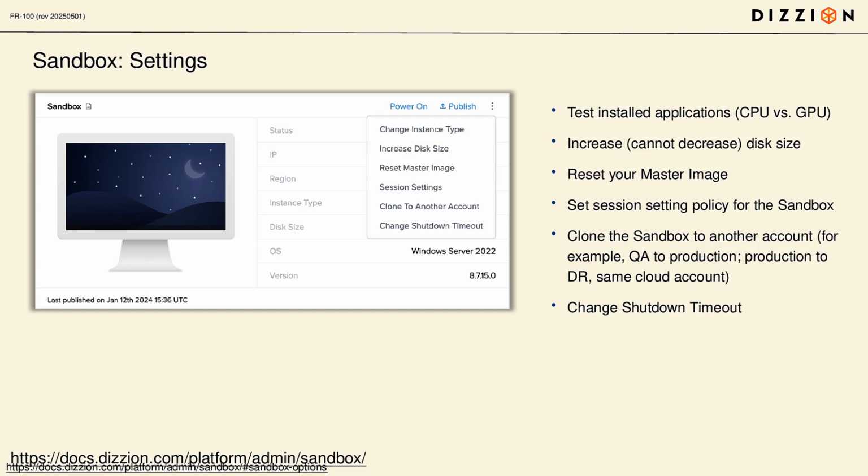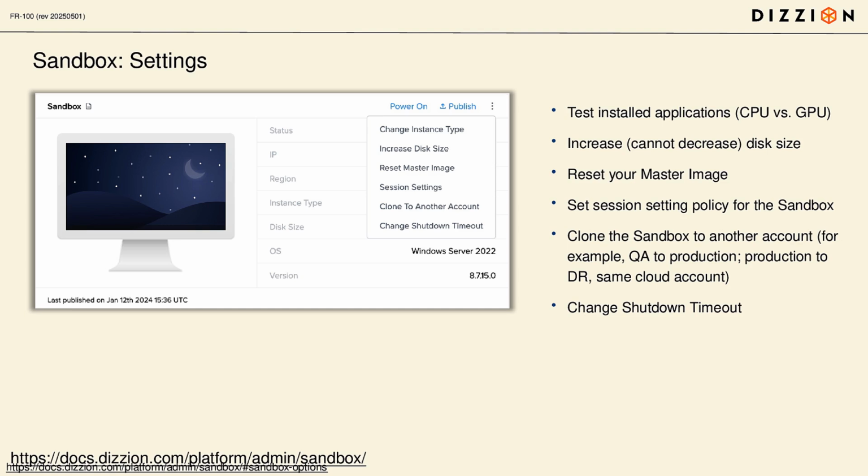Remember, the Sandbox is where you go to test your installed applications. If you look next to the Power On and Publish commands at the top of this pane, you will notice a 3 dots menu. Clicking on it will present some Sandbox-specific commands. If you need to test the difference between CPU and GPU workloads instance types, you can set the type of cloud instance that will back your Sandbox by selecting Change Instance Type.